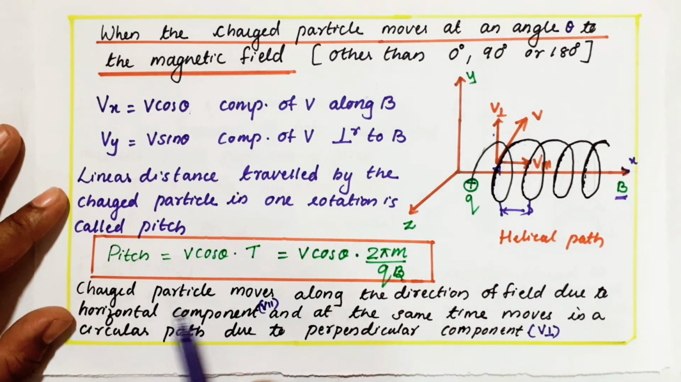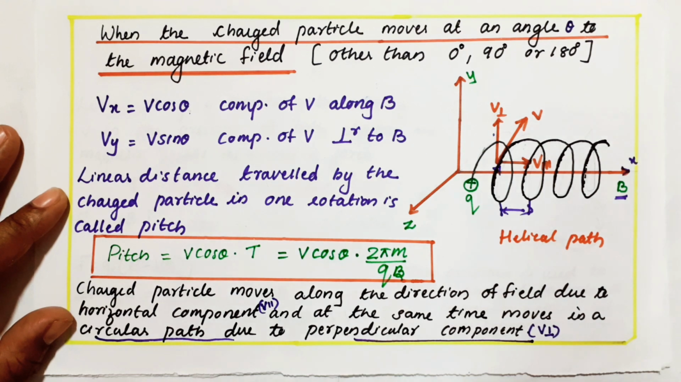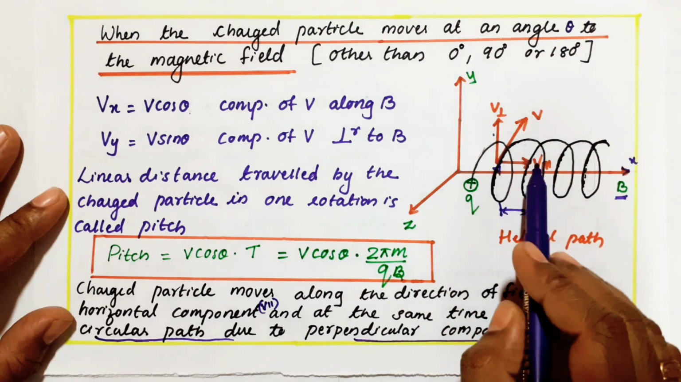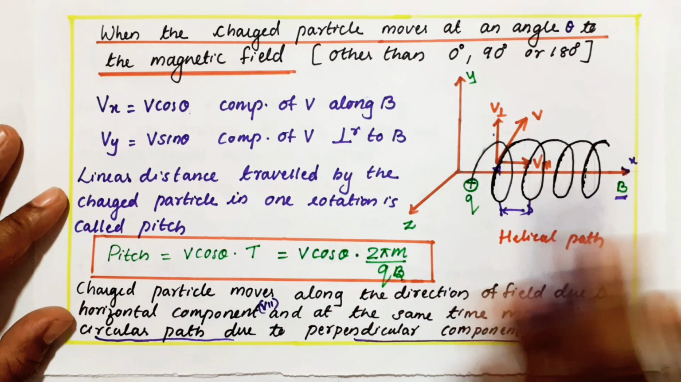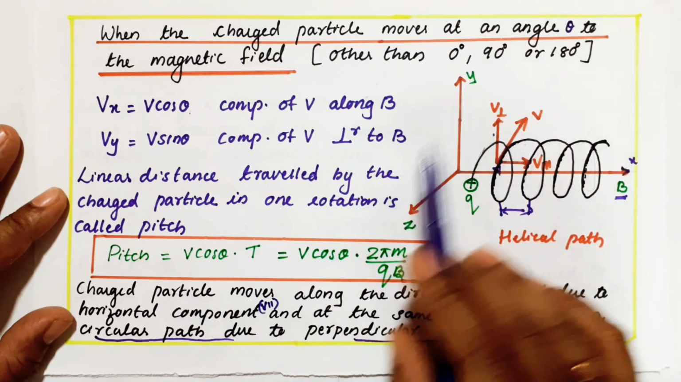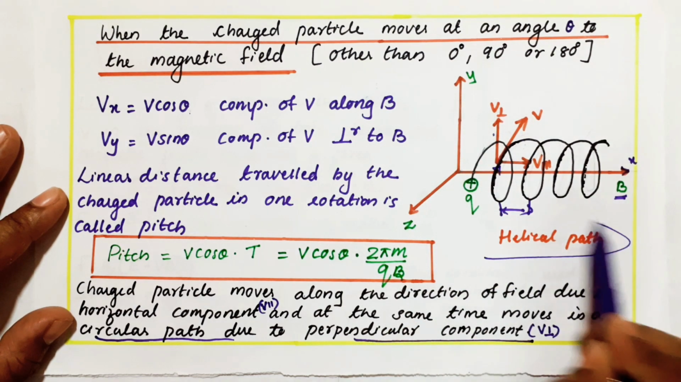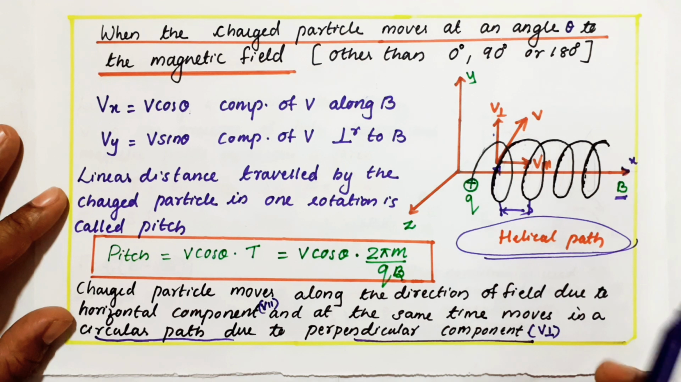So I can tell that the charged particle moves along the direction of the field due to the parallel component, and at the same time it moves in a circular path due to its perpendicular component. Very important concept. Out of these two, parallel helps a particle to move forward and perpendicular helps a particle to move in a circular path. Because of that, your particle will exhibit a helical path.